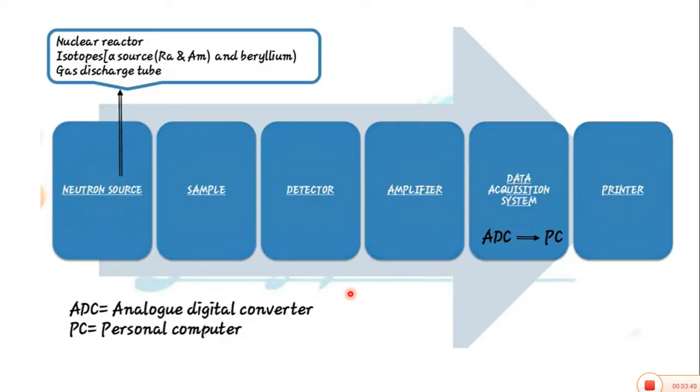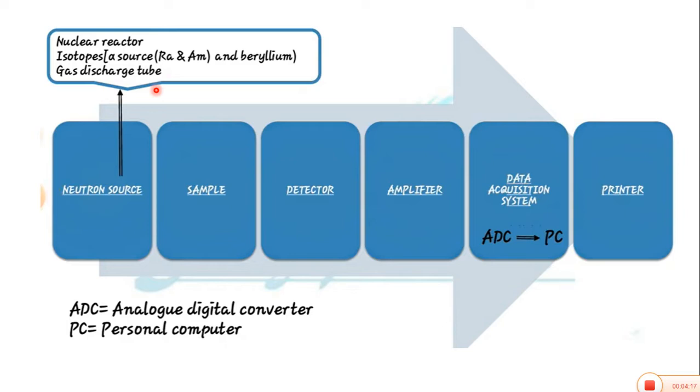So what is the procedure involved in neutron activation analysis, particularly as an instrumental method? First of all, a neutron source. As I have discussed earlier, there are three neutron sources. One is a nuclear reactor, another is isotope alpha sources like radium, americium and beryllium, and the third is a gas discharge tube. These are the different neutron sources, and all of them are important.